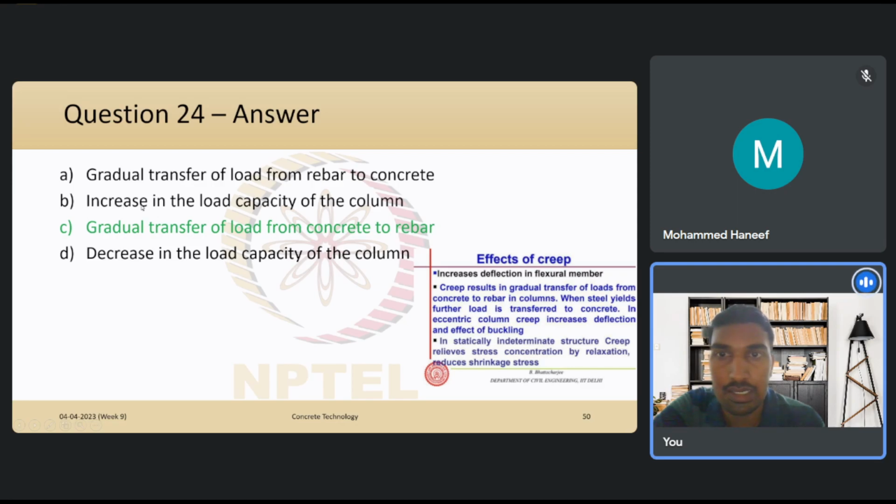B says increase in the load capacity of the column, decrease in the load capacity. The effect of creep is not on the load capacity, but on the transfer of load, either from concrete to rebar or rebar to concrete. But during creep, it will be from concrete to rebar. So the right option is C.